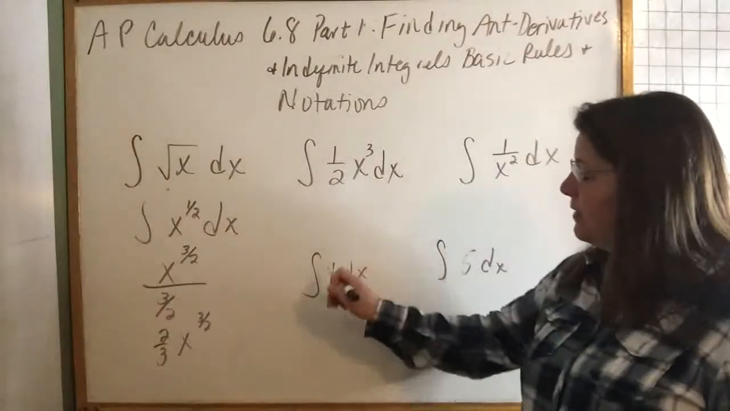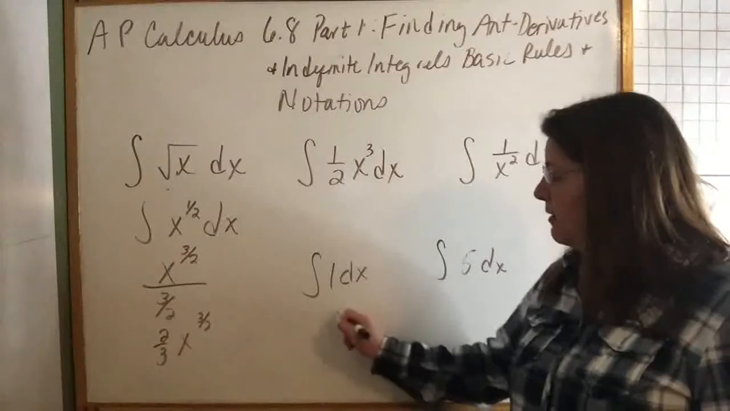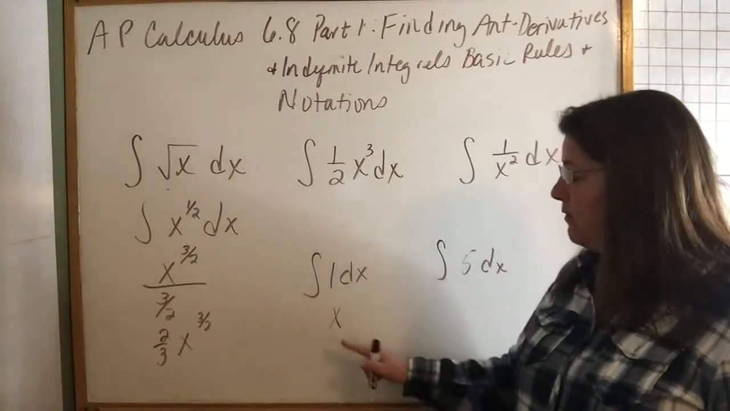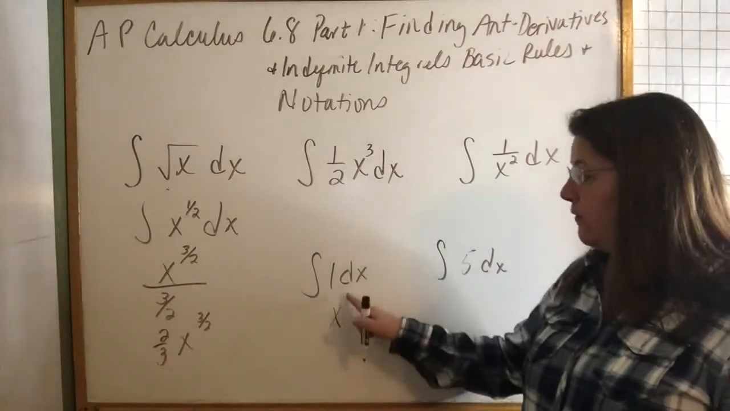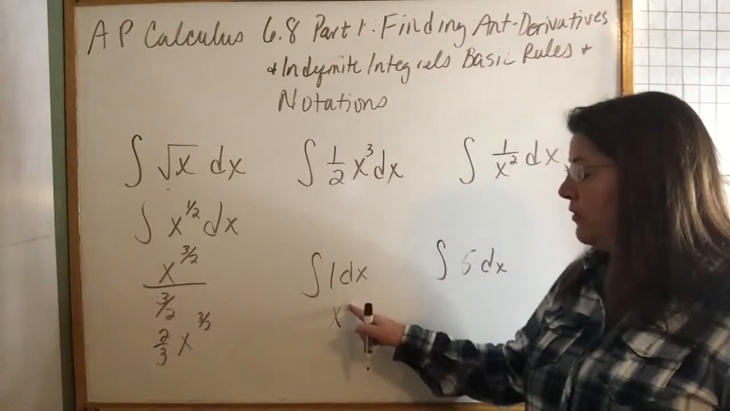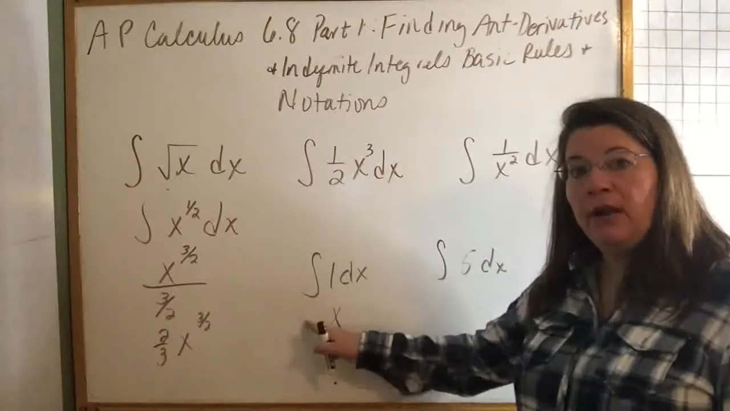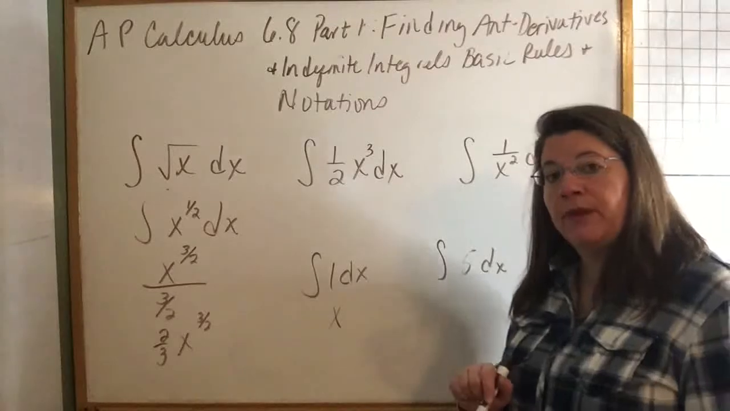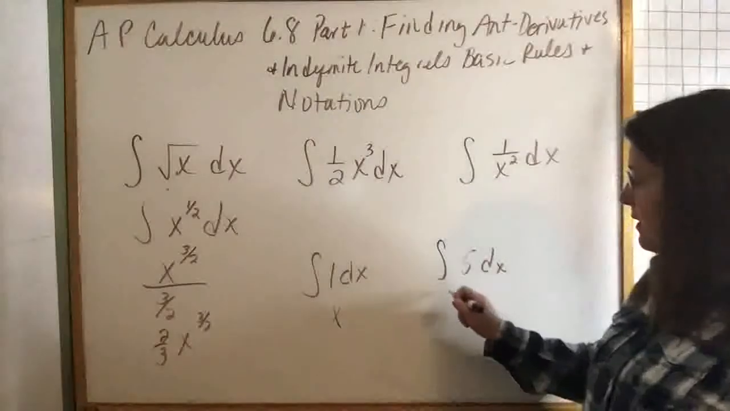So if I have the integral of 1 dx, that would just be x, because if you think about that, x to the first, well, 1 minus 1 is 0. The coefficient was 1. The variable drops out. We're left with the coefficient. Here, that would be a 5x.